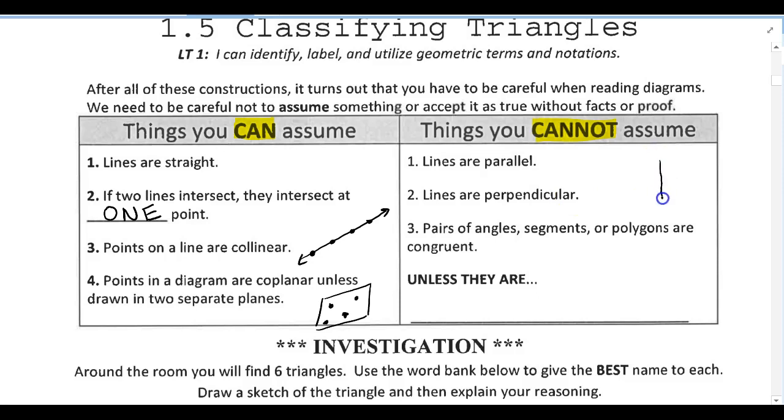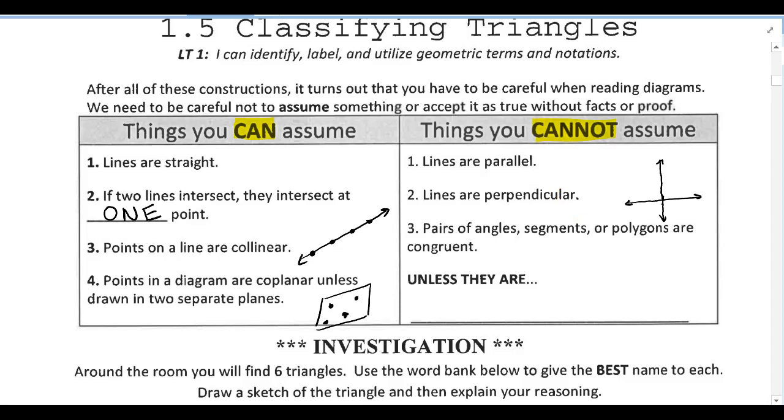So if I draw some lines here and I did the best job I could to make them look perpendicular, I cannot assume that they are perpendicular unless I'm told they are, or if I have that little square tick mark in the corner, then I would know that they're perpendicular. I wouldn't be assuming they're perpendicular because I have information that tells me they are. So unless you have information that tells you they're perpendicular, you cannot assume they are perpendicular.